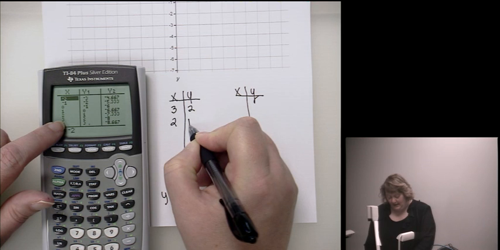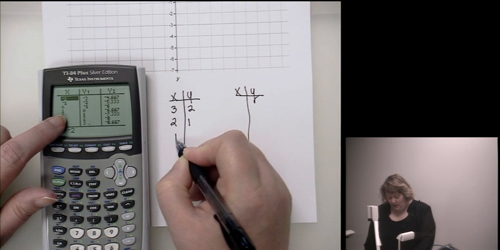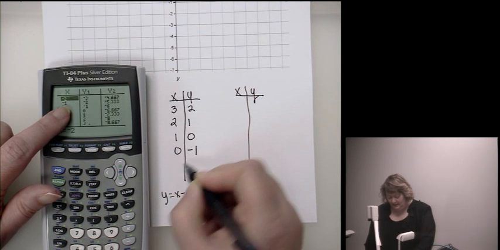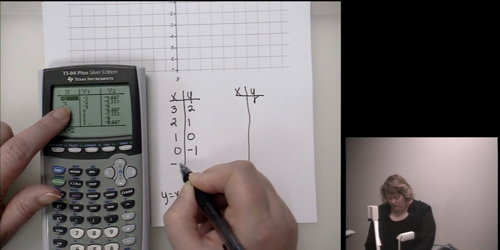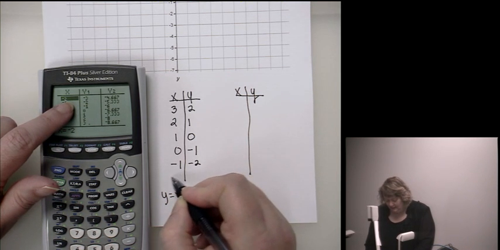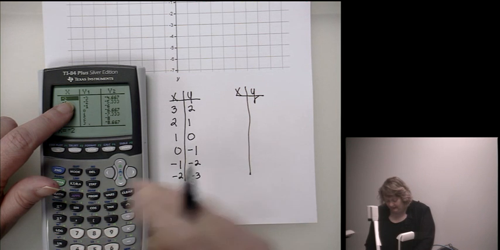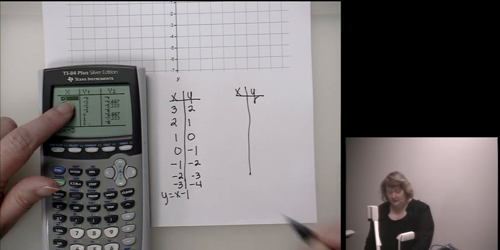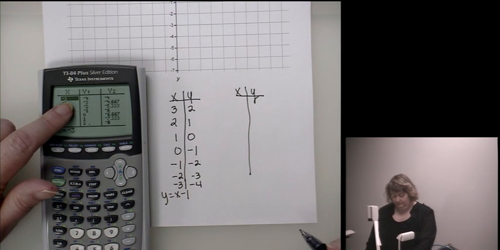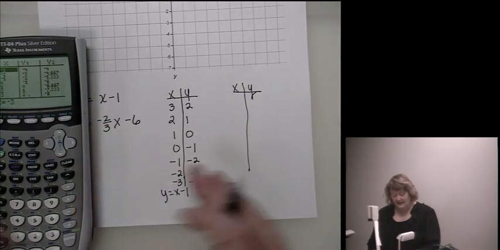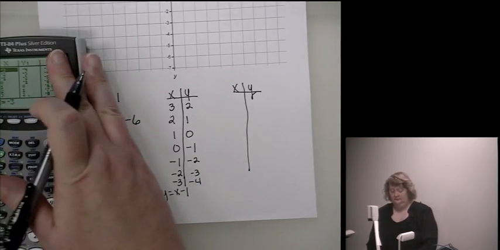2, 1, 1, 0, 0, -1, -1, -2, -2, -3, -3, -4. Okay, and that's our first line. I'm just ignoring this. Let me put it back over here.